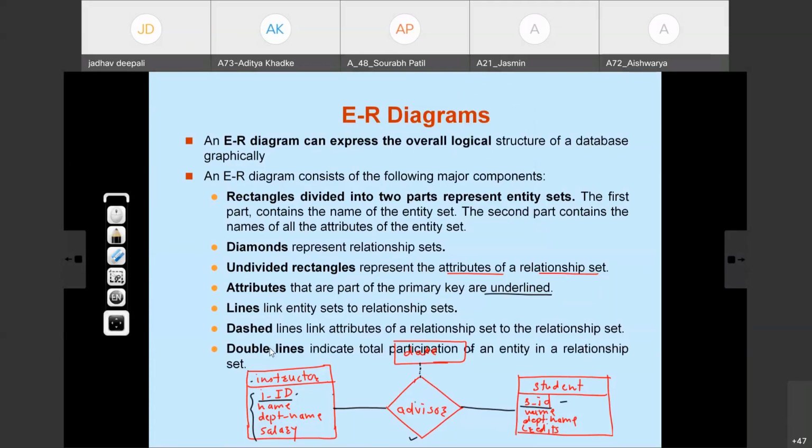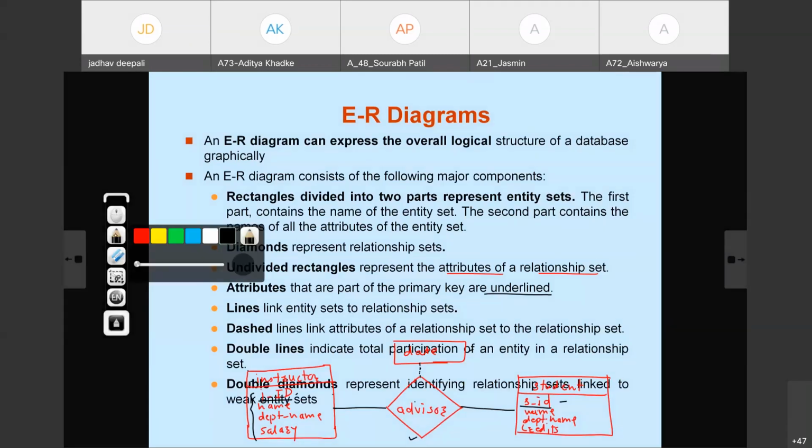Along with that, the double lines that we will see afterwards represent total participation. Sorry, double lines represent total participation. It means that in the advisor relation, the student is totally participated. So here we use double lines. It indicates that the student entity set totally participates in the advisor.